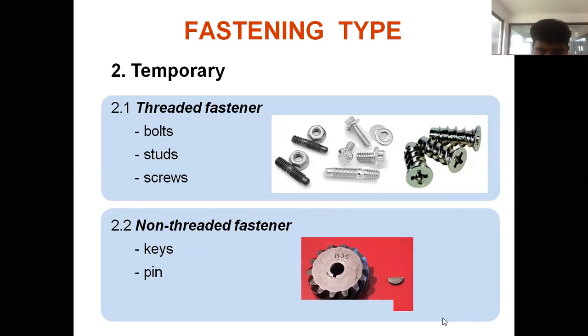You can see over here pin and all these keyways. This is a keyway. It can be seen in your gears and all these things. Keys.